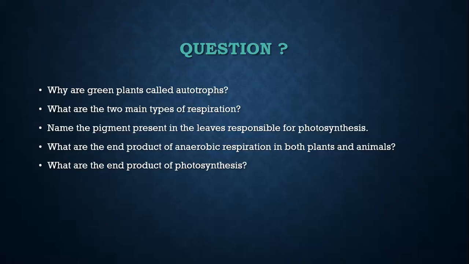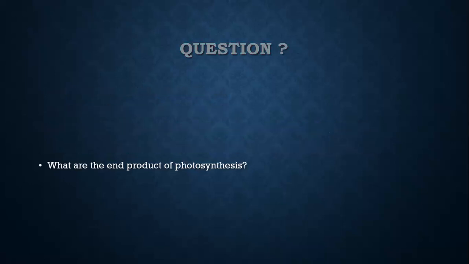Now the fourth question: what are the end products of anaerobic respiration in both plants and animals? The end products of anaerobic respiration in plants are ethyl alcohol and carbon dioxide, while for animals they are lactic acid and carbon dioxide. The last one: what are the end products of photosynthesis? The end products of photosynthesis are glucose, oxygen, and some amount of water.